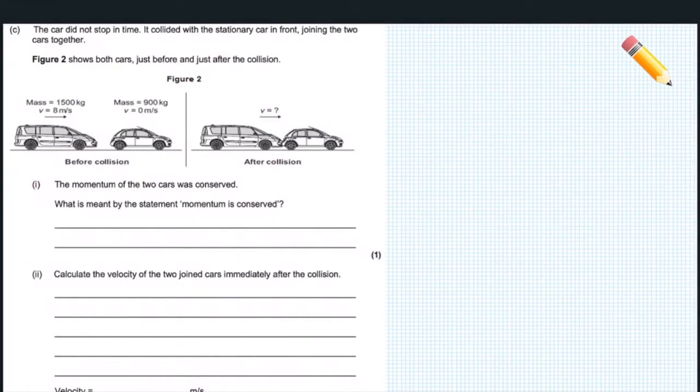The car did not stop in time. It collided with the stationary car in front, joining the two cars together. Figure 2 shows both cars just before and just after the collision. We're given all the information we could possibly need about the cars before the collision. We're given their mass and their velocity for both of them. After the collision, we're given no information.